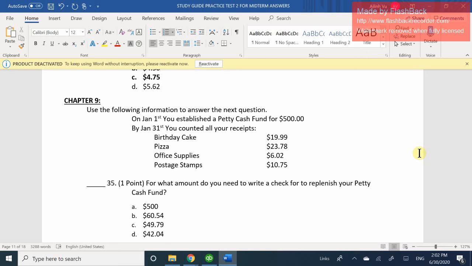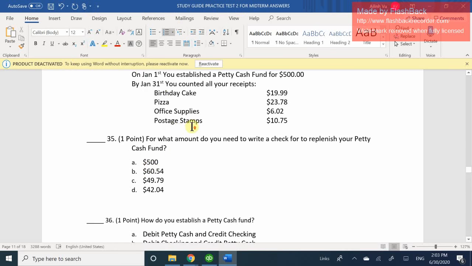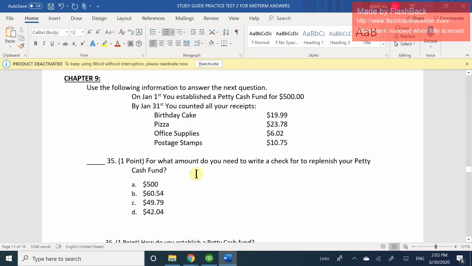By January 31st, you counted all of your receipts, and here are the receipts right here. Now the question is, for what amount do you need to write a check to replenish the petty cash fund? For $60.54. Yes, the cost of your receipts.